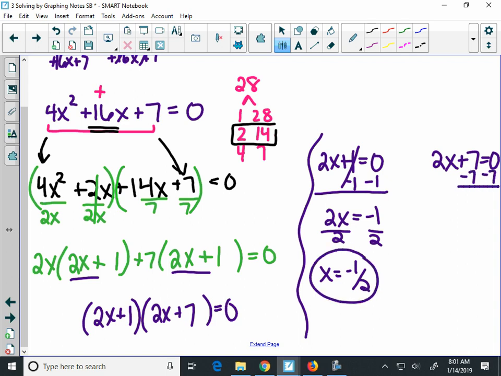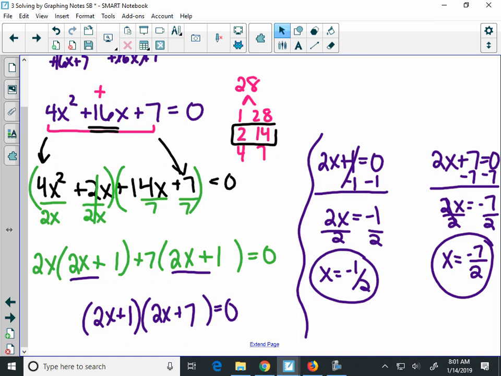Same process on the other side. I subtract 7 to start and then divide by 2. So I will have that my other solution is at negative 7 over 2, or negative 3/2. All right, so you should feel fairly comfortable at this point with solving by factoring. If not, you need to go back to the factoring extra practice that is within the module in lesson 1 and do some of that. But let's move on to graphing.